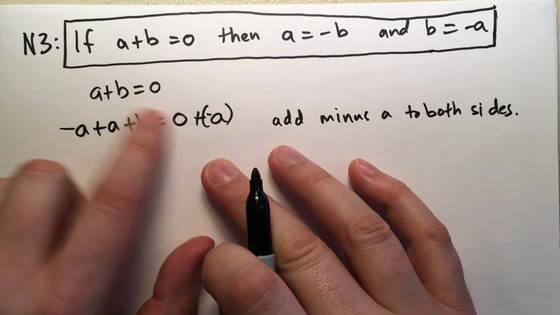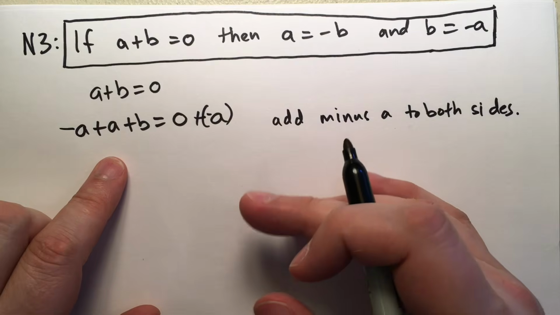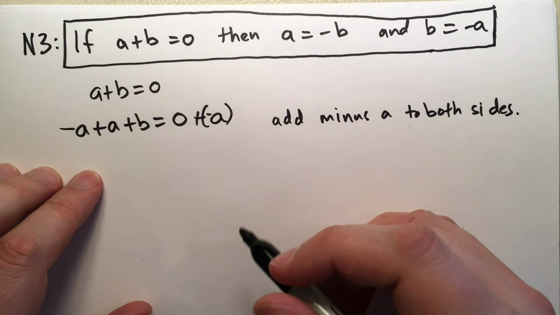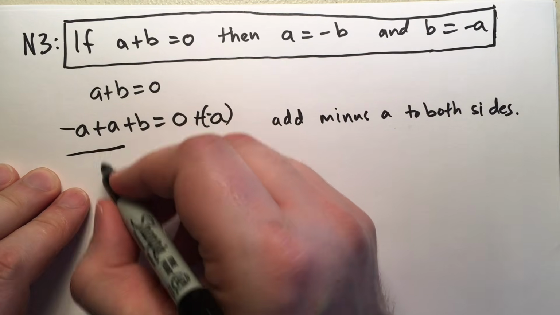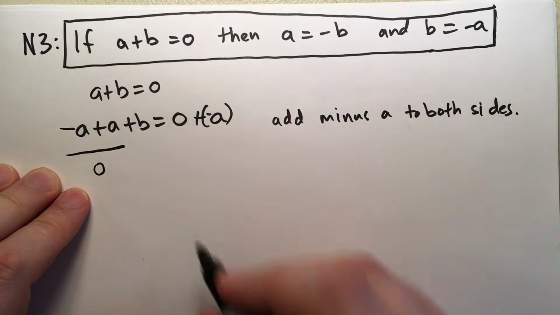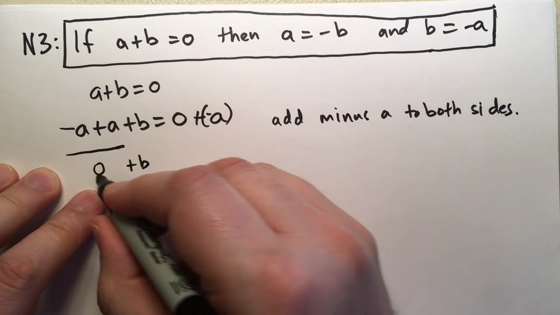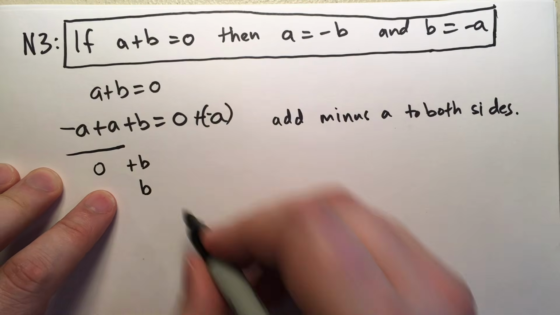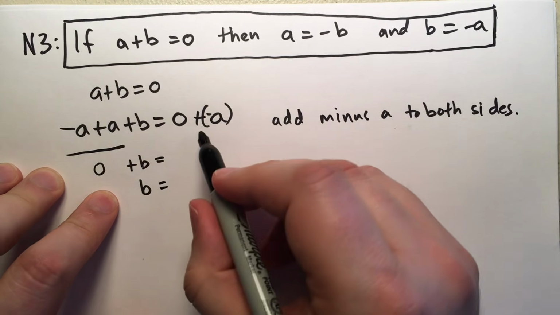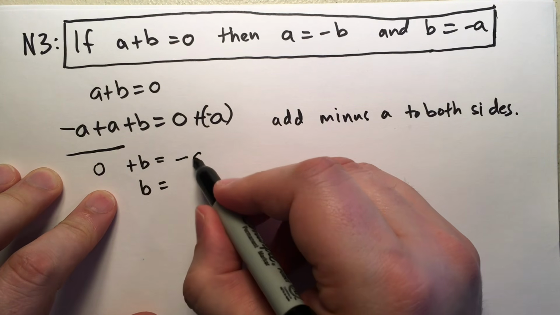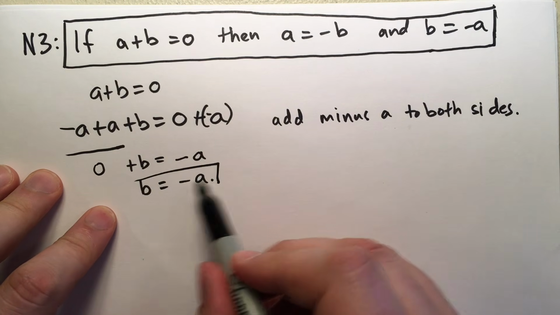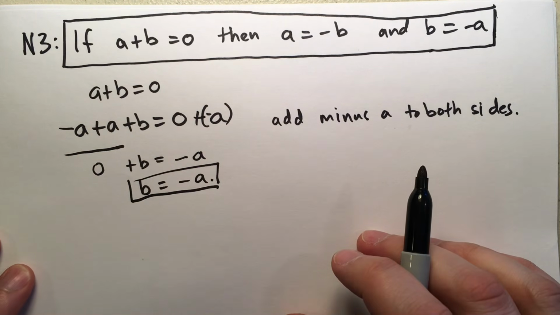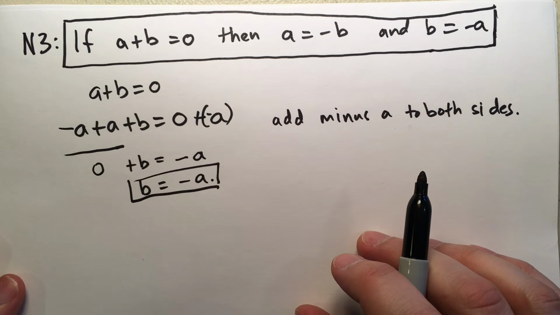We can multiply both sides, we can add to both sides, we can do some other things too that you'll discover later on. All right, so A plus minus A, or minus A plus A, we know that's equal to 0. And then we have a B. And 0 plus B is just going to give you B. Okay, let's drop this equal sign down. And 0 plus minus A, that's just going to give you minus A. Okay, so there we go. We've just proved that B equals minus A when A plus B equals 0.